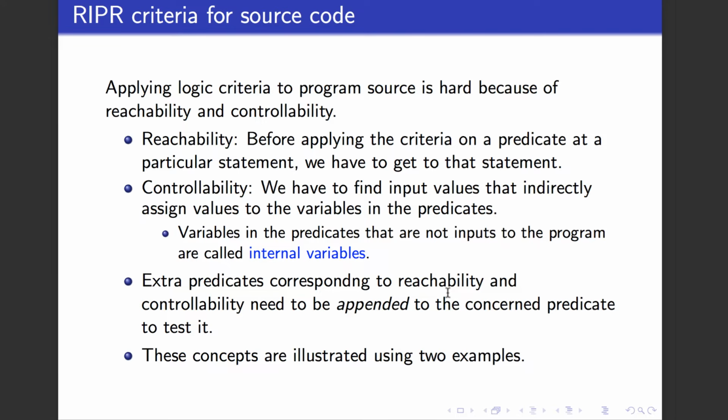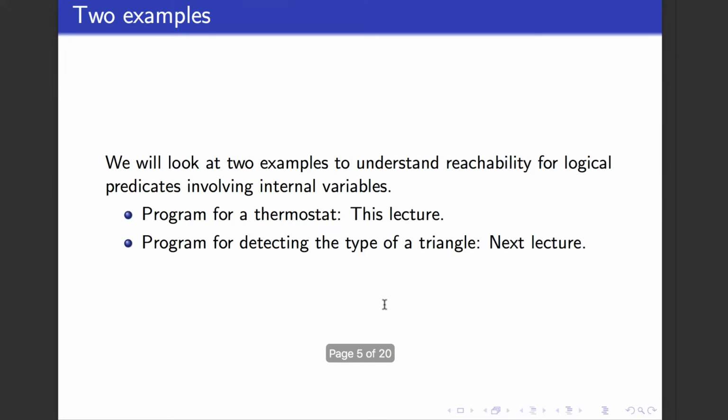So we'll see all this through the example of the thermostat in today's lecture, and then we'll see one more example in the next lecture. What is reachability? What is controllability? What do we mean by appending extra predicates to the original predicate that correspond to reachability and controllability? We'll see it using examples.